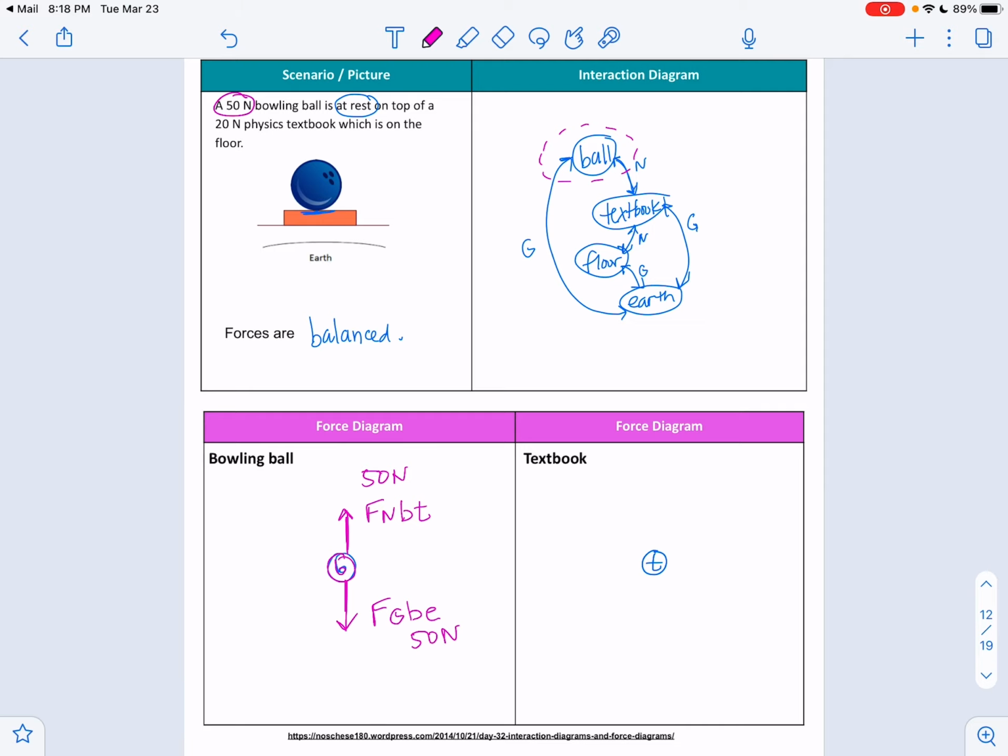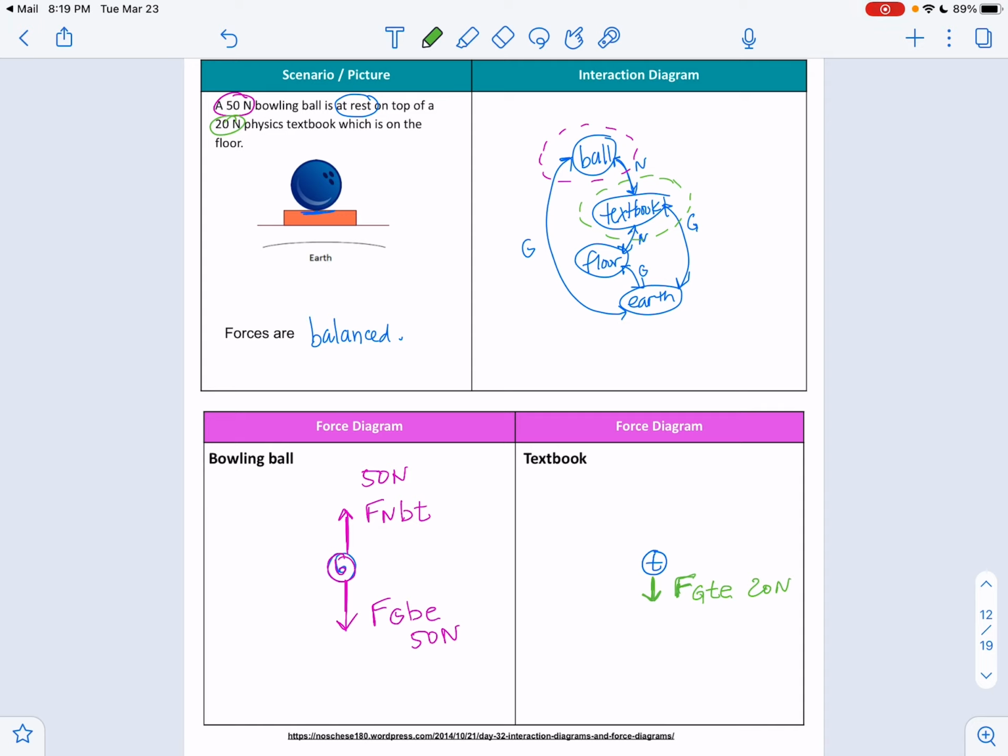My next one is going to be the textbook, and if you look at the textbook here, you can see that it has 3 interactions. I'm going to start with the force of gravity, and it's telling me that the textbook is 20 Newtons, which again, when it's the adjective, is describing how heavy it is, what the force of gravity is. So I'm going to draw a smaller arrow, because the other one was 50, so this one should be a little smaller. So FG, textbook earth, and that one's going to be 20 Newtons.